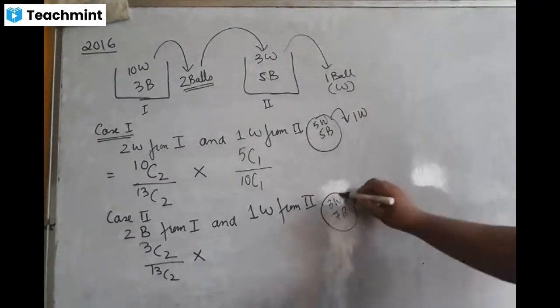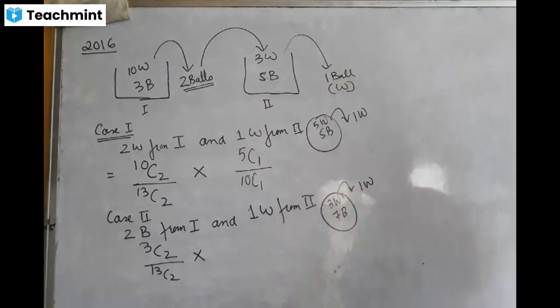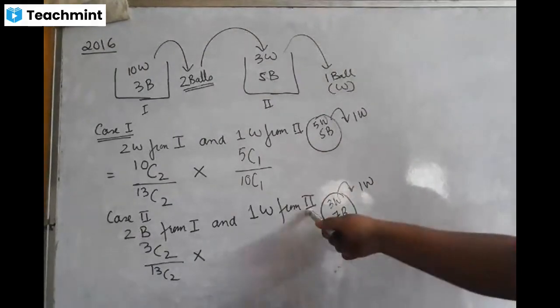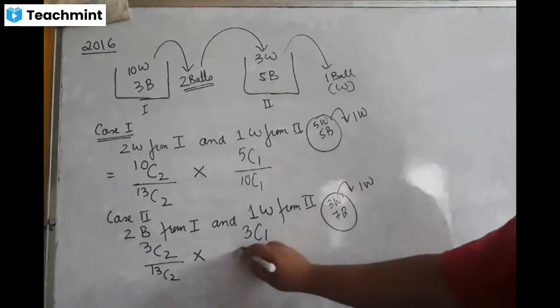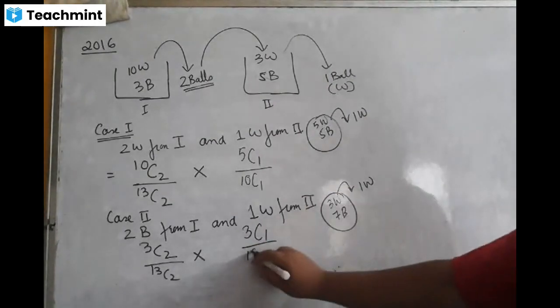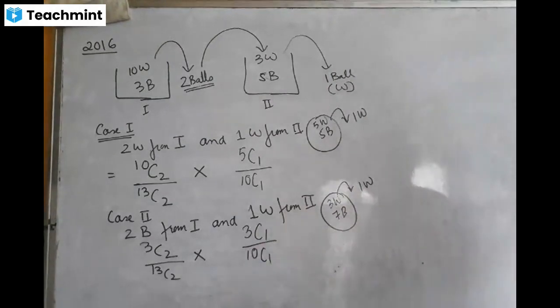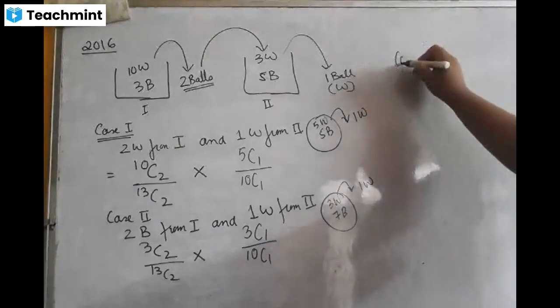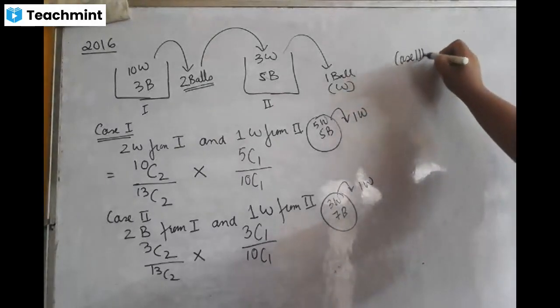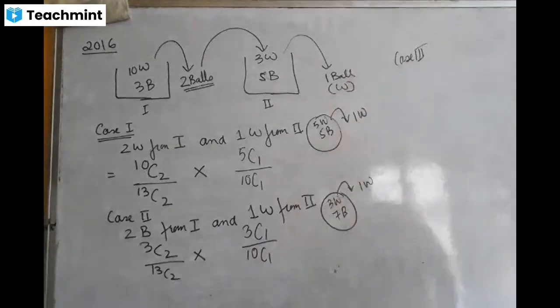So from here फेरि के निकाल्नु पर्यो? एउटा व्हाइट निकाल्नु पर्यो. So एउटा व्हाइट from 2 भन्दैछ. How many whites are there? There are 3 whites, out of that I have to choose one, divided by total, कति भयो? 10C1. So case 2 पनि complete. Now final case, case 3.